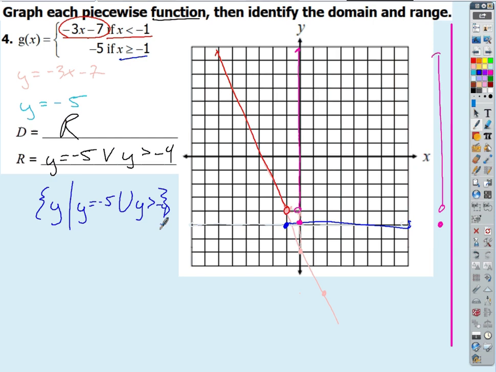Notationally, when you go to college eventually, your textbook might show it this way instead of this way. They mean the same thing, right? That's all I'm saying.